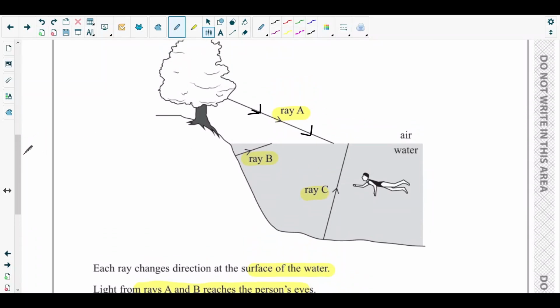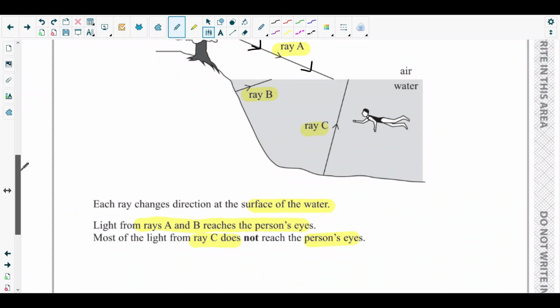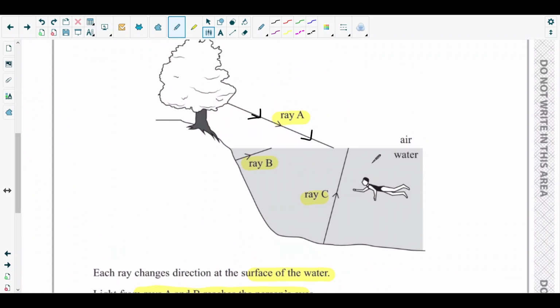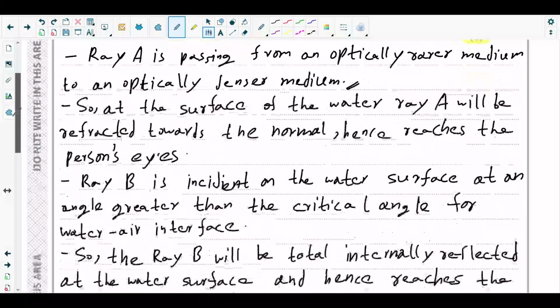And at last, for ray C. The question says that ray C does not reach the person's eyes. We can see that ray C is also passing from water to air. But ray B was incident at an angle greater than the critical angle for the water air interface, whereas ray C is incident at an angle less than the critical angle for the water air interface. That's why it is not reflected. Therefore, most of ray C is being refracted through the water surface.